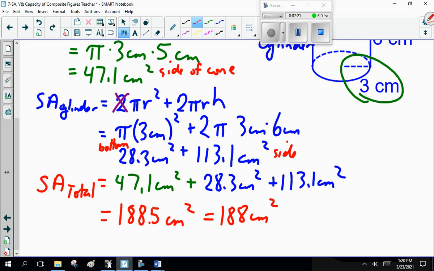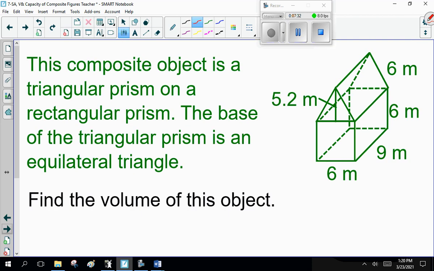Right? So here, this is what you have to be able to do. Break it down into pieces. Find the surface area of each piece, and if there's something hidden inside, you don't count it for surface area.